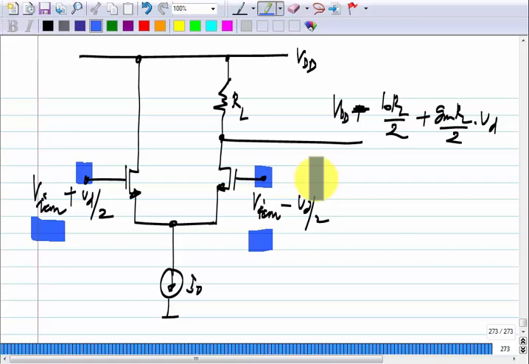I could AC couple for instance, but of course I have also been saying that you can't use AC coupling within an op amp. So, when we make the complete op amp, it will become clearer. Okay.